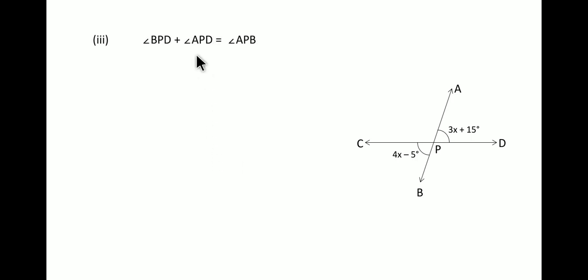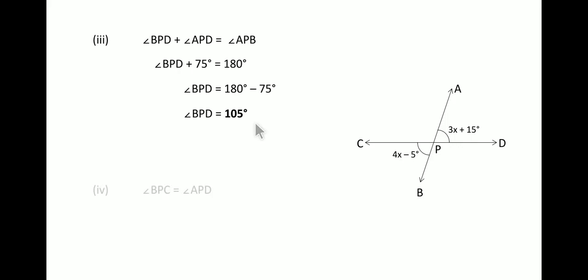Next we move on. We have to find angle BPD. Angle BPD plus angle APD is equal to angle APB. So have a look. BPD means this angle, plus angle APD. There are two adjacent angles, so they will be equal to the straight angle APB. Let's put the values. APD is 75 degrees, which we just got in answer number 2, and APB is a straight line, so it will be equal to 180 degrees. Now BPD is equal to 180 minus 75. Simplifying this, you'll get BPD is equal to 105. So this is the answer for number 3.